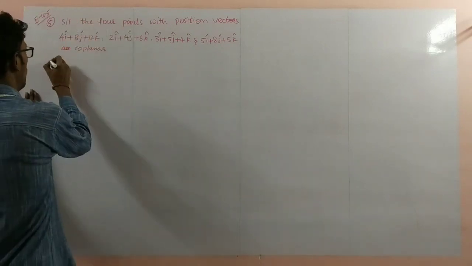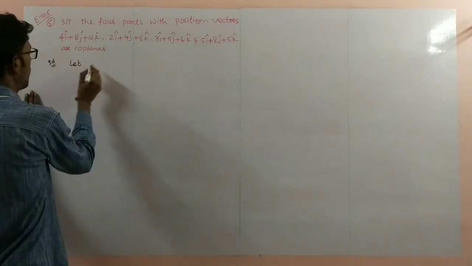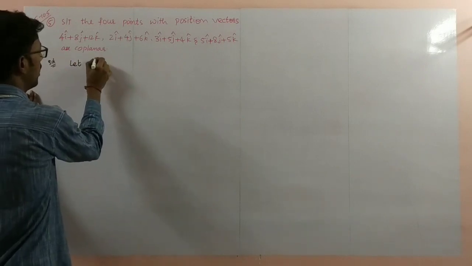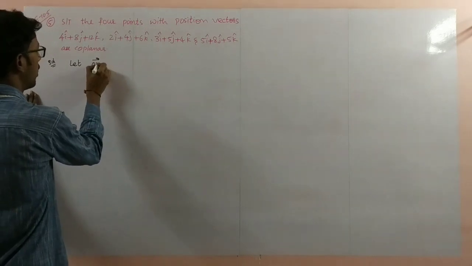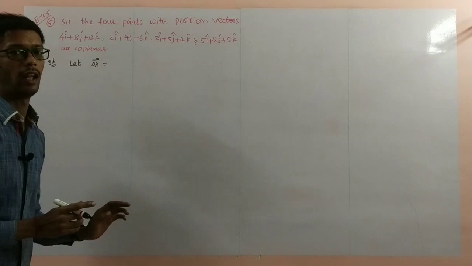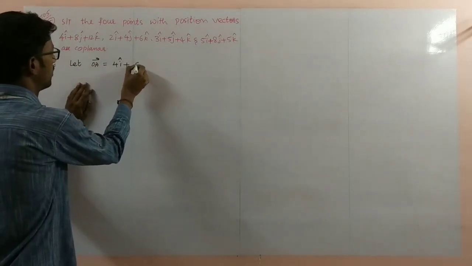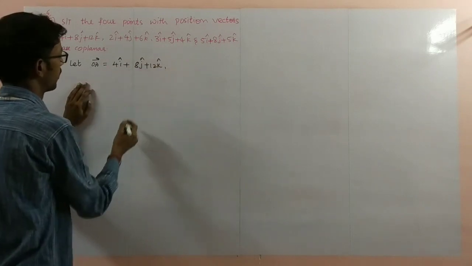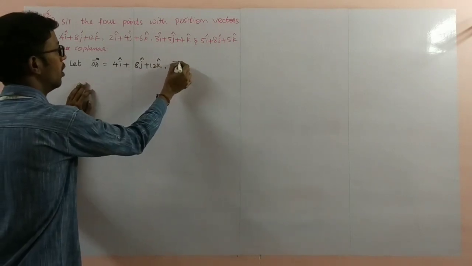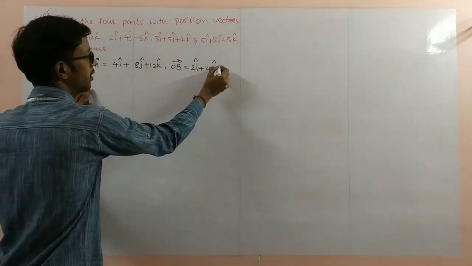For that purpose, solution: let A bar equal to OA bar, the position vector of A with respect to O, equal to 4i cap plus 8j cap plus 12k cap. OB bar equal to 2i cap, 4j cap, 6k cap.